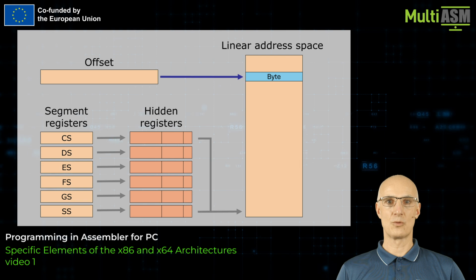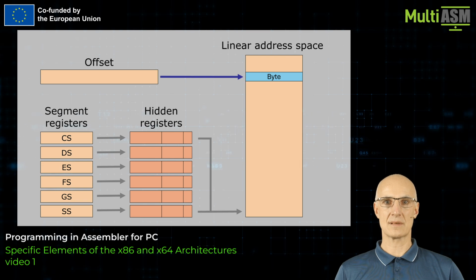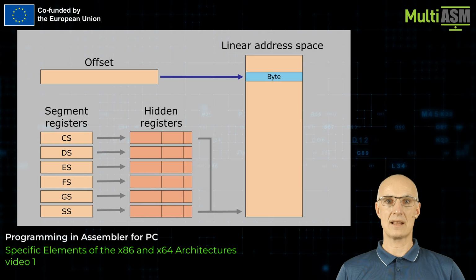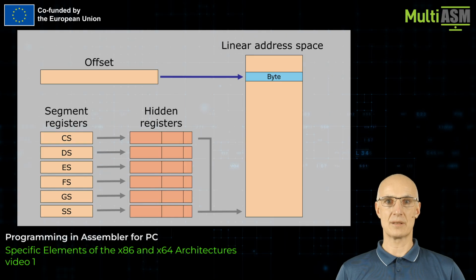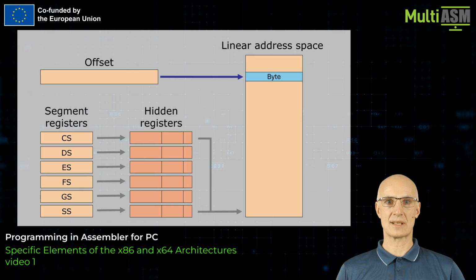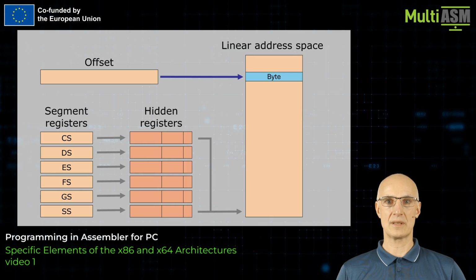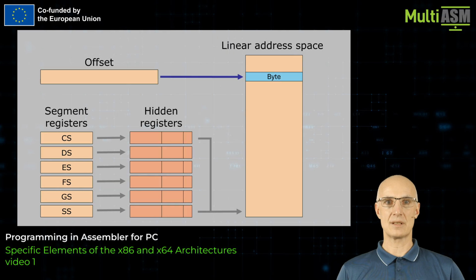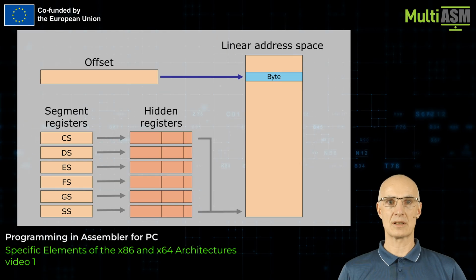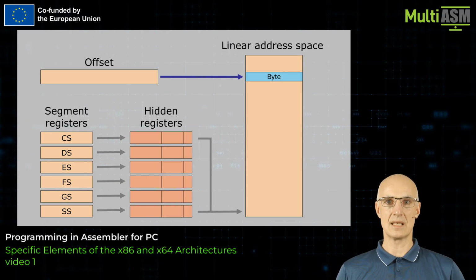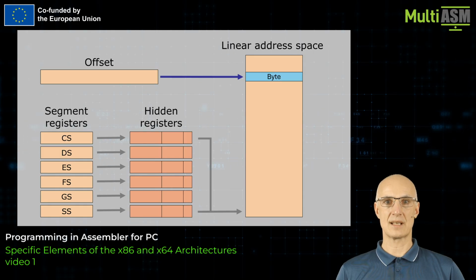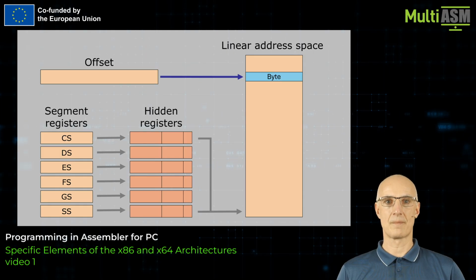Because segmentation wasn't used by operating systems and software producers, AMD and Intel decided to abandon segmentation in 64-bit processors. For backwards compatibility, modern processors can run in 32-bit mode with segmentation, but the newest versions of operating systems use 64-bit addressing, named long mode. The only possible addressing is a flat memory model, and addresses are represented by offsets only.